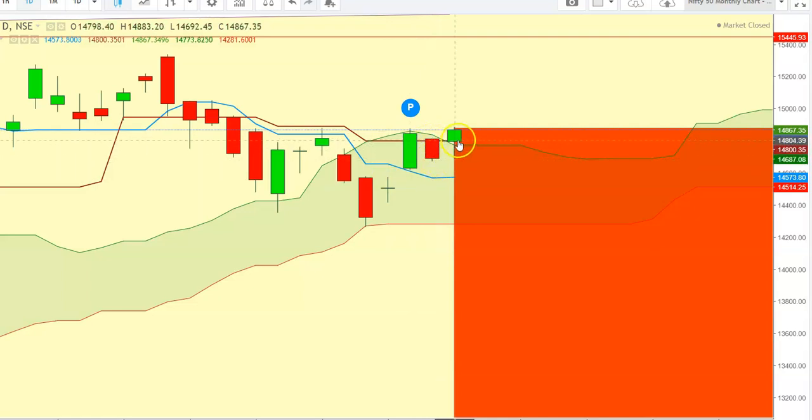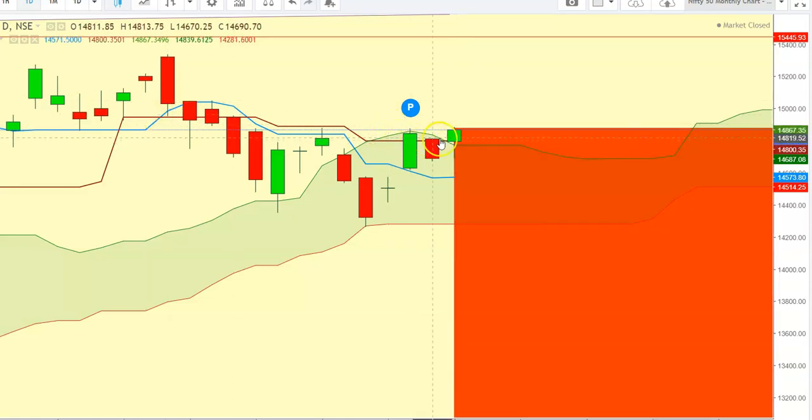And once again on April 1st, Nifty tried to maintain above the 26 days moving average, which is a major support for Nifty, currently at the levels of 14,800, and tested a high at 14,883 and a low at 14,692, and finally closed the day at 14,867.